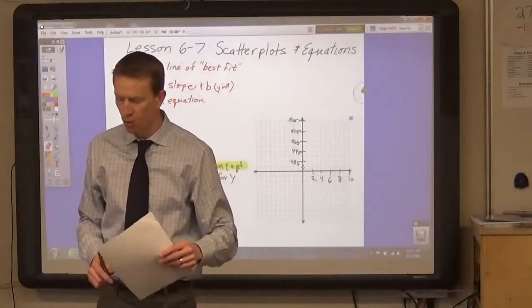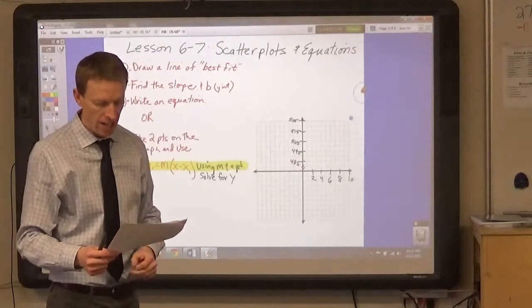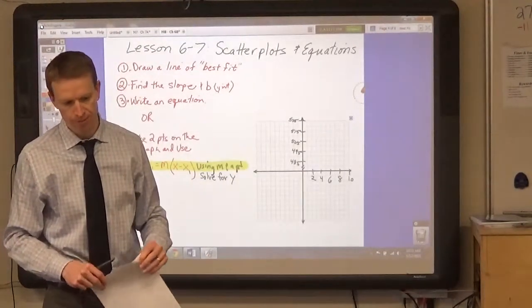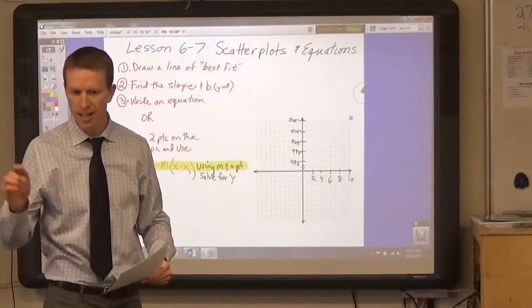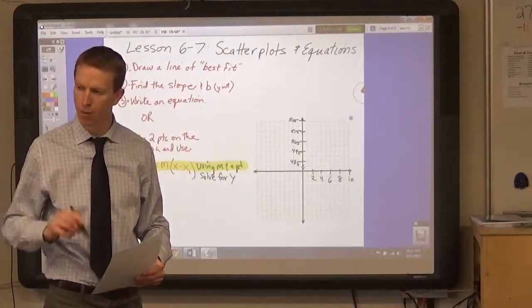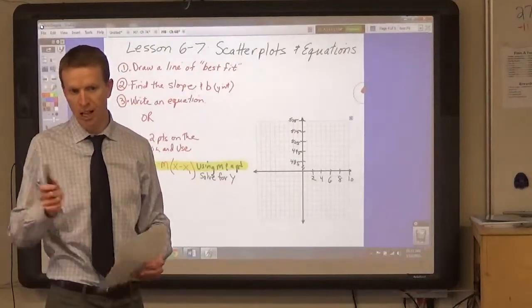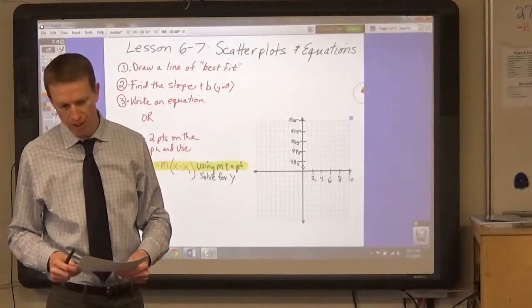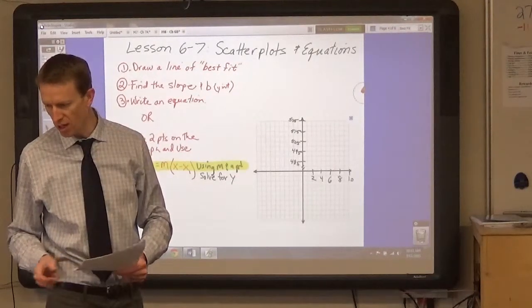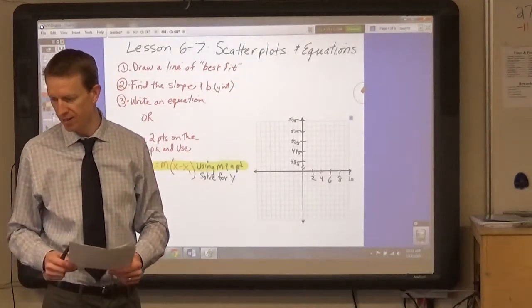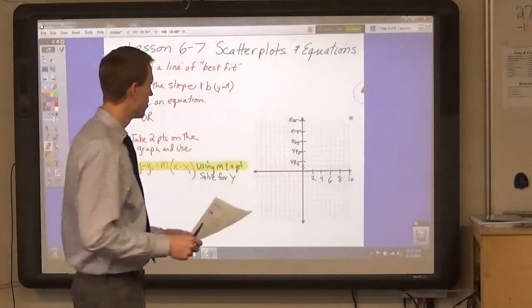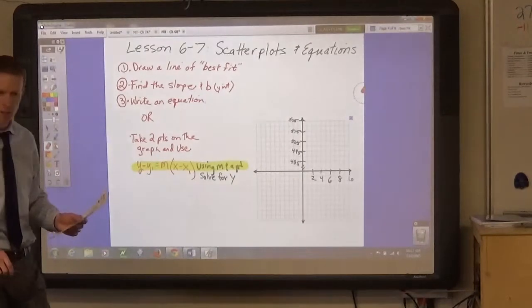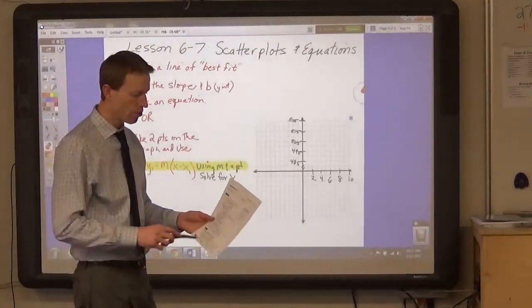The first thing you need to do is draw a line of best fit, it's called. A line of best fit. It's a line that goes through the middle of the points. It's a line that represents the points. You should use a straight edge when you're doing that. Draw a line of best fit through the data.